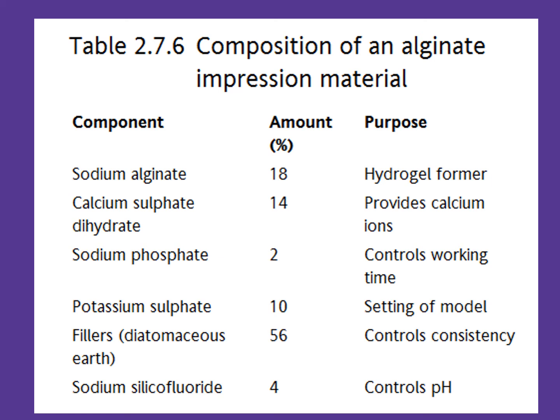Calcium sulfate dihydrate provides the calcium ion for the cross-linking reaction that converts the solution to gel. Sodium phosphate, 2%, controls the working time. Potassium sulfate, 10%, controls the setting of the model. Fillers, 56%, control the consistency. Sodium silicofluoride, 4%, will control the pH.